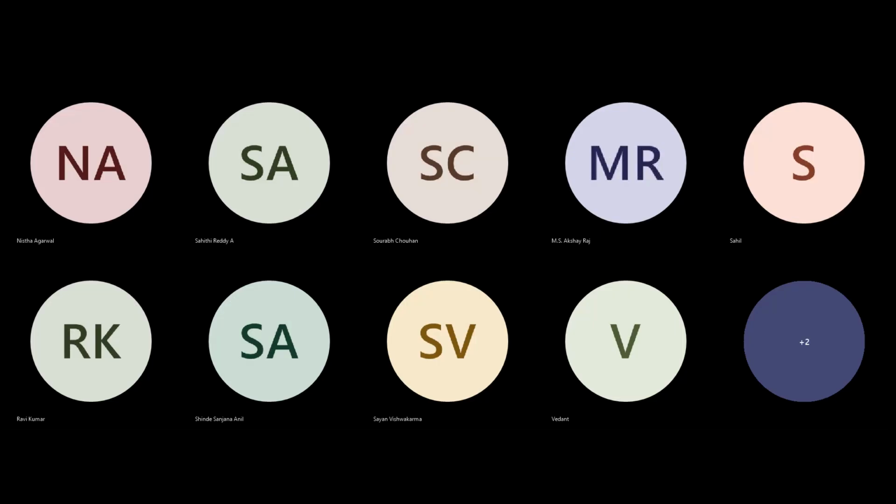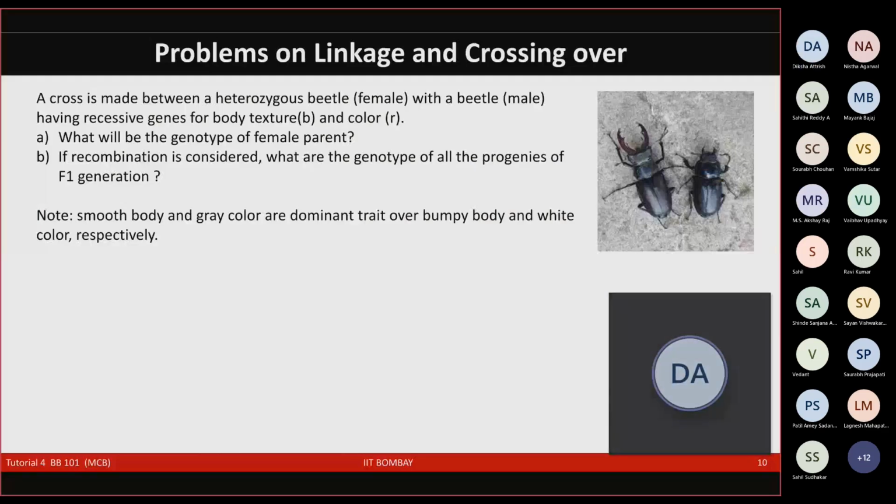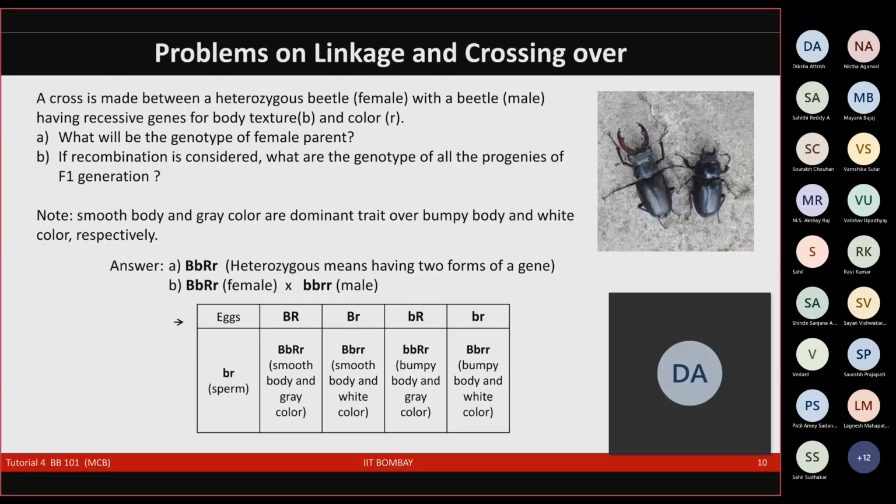Body texture B and color is represented by small r, what will be the genotype of the female parent? And if recombination is considered, then what are the genotypes of all the progenies of the F1 generation? So whenever you get questions like this, first you have to identify which is your dominant gene and which is your recessive.